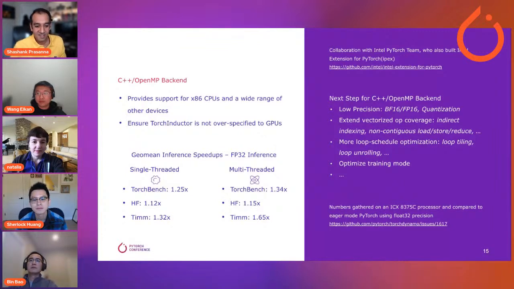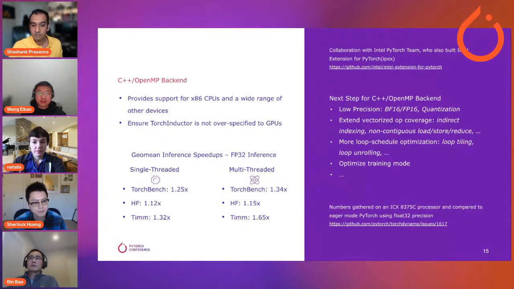Wang? Okay, this is the C++ and OpenMP backend. This backend provides support for x86 CPUs and a wider range of other devices. It makes sure that Inductor doesn't just support GPU, but also CPUs. Currently, we are focusing on optimizing the x86 CPUs, but it does not mean we cannot support other devices, because we have reserved and exposed interfaces to other devices. Therefore, it should be a limited effort to support other devices, right?